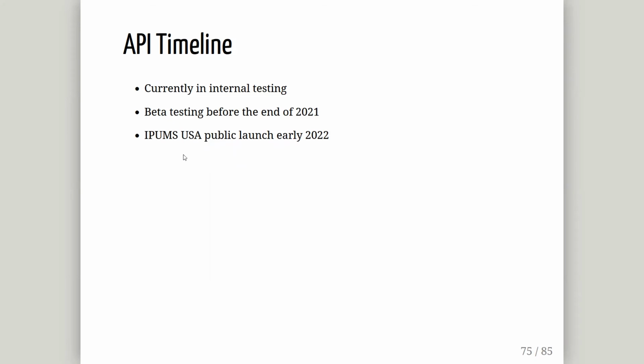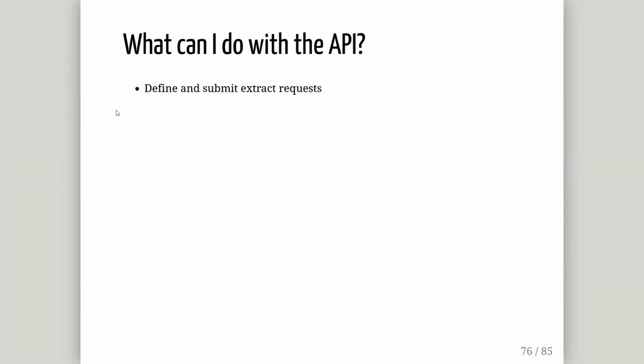Another important API-related note is that IPUMS NHGIS, which is tabular data rather than microdata, already has a public API, and we have documentation on how to use that with R. We don't have tools for that in the ipumsr package yet, but we're planning to add that sometime next year. But you can already use it in R, and we have documentation. So what can you do with the API? This is an overview of the features. You can define and submit extract requests. You can check the status of your extract or wait for the extract to finish.